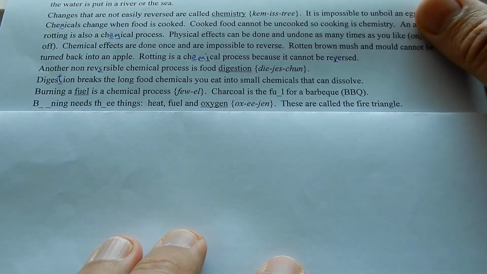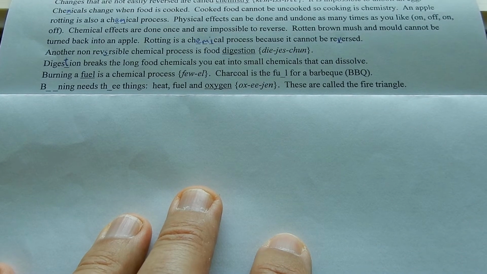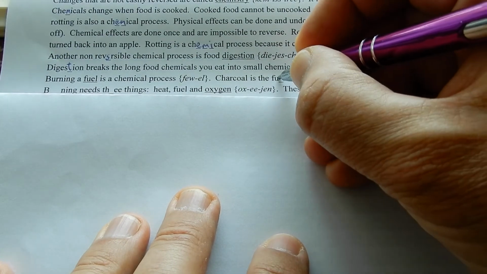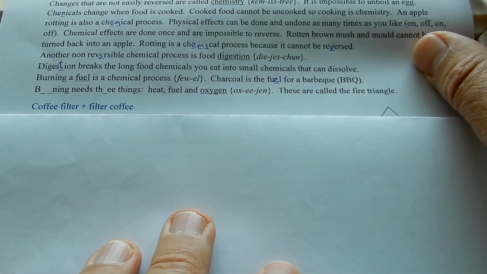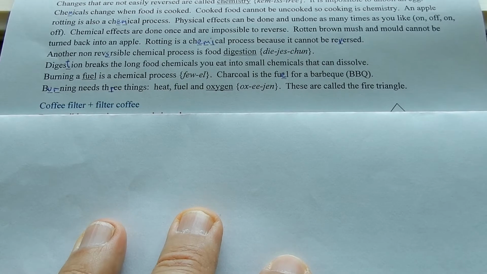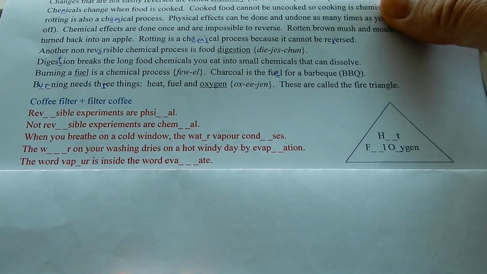Burning of fuel is a chemical process. Fuel. Charcoal is the fuel for a barbecue. BBQ. Burning needs three things: heat, fuel and oxygen. These are called the fire triangle apparatus.